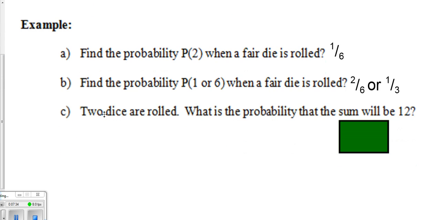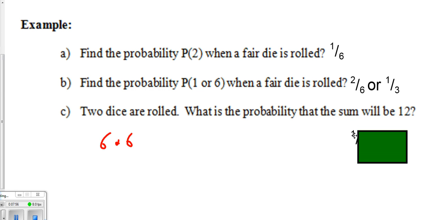This time, 2 dice are rolled. What is the probability that the sum will be 12? Well, how many different ways are there for all of the numbers on your dice to add up to 12? There's really only one way, and that's if you roll a 6 and a 6. If you roll 6 and 6, that'll add up to 12. It's the only possible way to do it, so we'd say there's only one possibility. So our top number, the numerator, has to be 1.